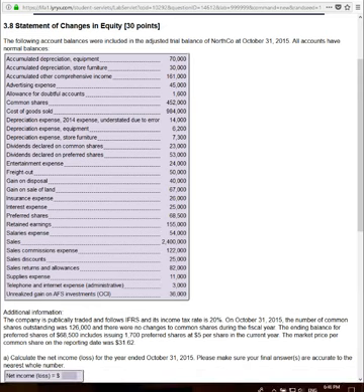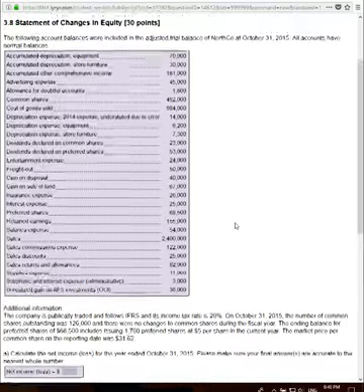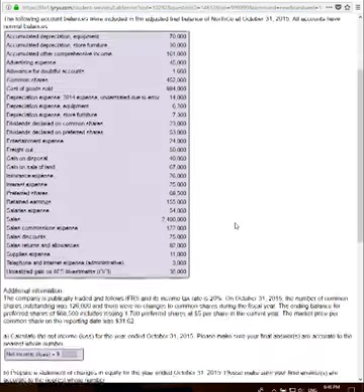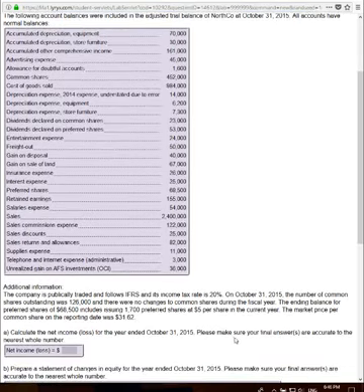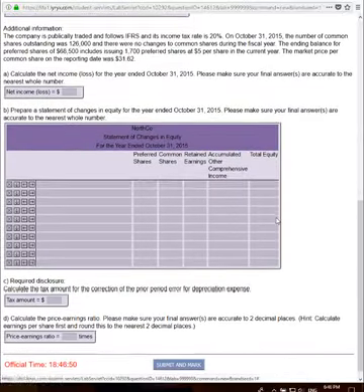Welcome, this is Lab 3, question 4, and we are preparing a statement of changes in equity. And we have a bunch of information from the adjusted trial balance of a company called Northco in my demo example here. And so the first thing we're supposed to do is calculate the net income or loss for the year. And so we'll do that, and then we're doing a statement of changes in equity.